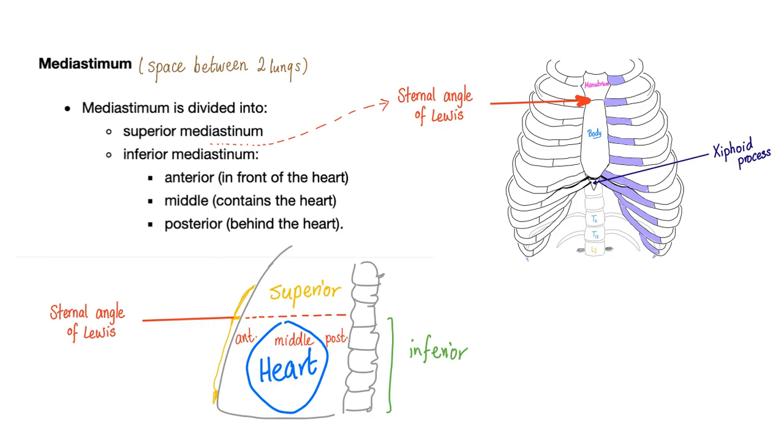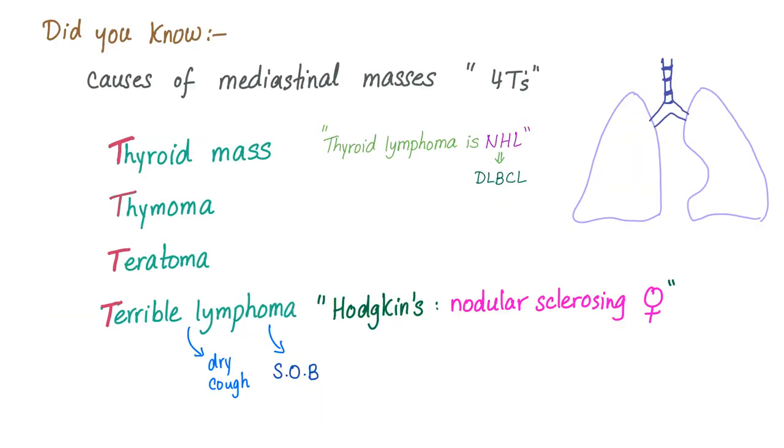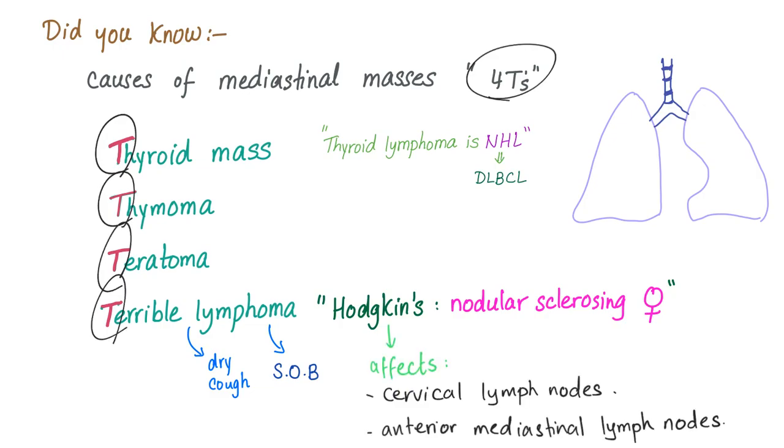Inferior mediastinum is divided into anterior, middle mediastinum, and posterior mediastinum. What divides the inferior mediastinum into these three compartments? And the answer is the heart. Causes of mediastinal mass, the famous four T's: thyroid mass, thymoma, teratoma, and a terrible lymphoma.